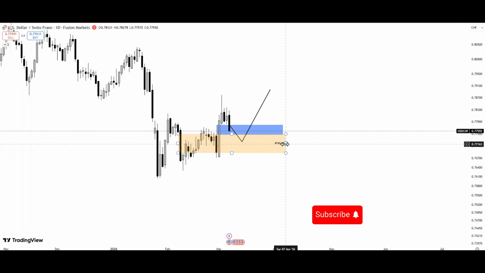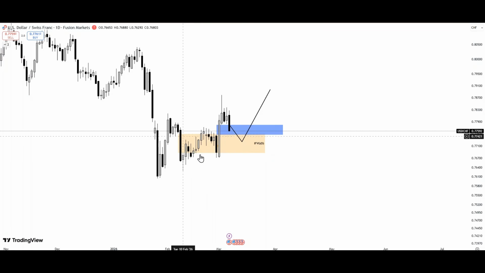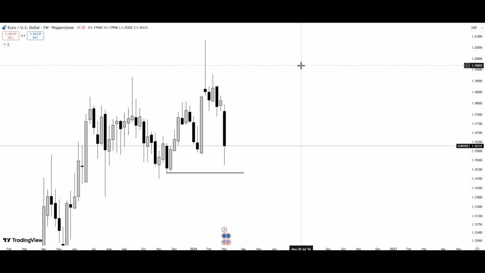However, I don't want USDCHF price to invert this inversion fair value gap on the daily time frame. So this right here is my last line of defense for a bullish USDCHF. So I have my eyes on this daily fair value gap and this inversion fair value gap. So let's look at EURUSD, and we're going to start with the weekly time frame.